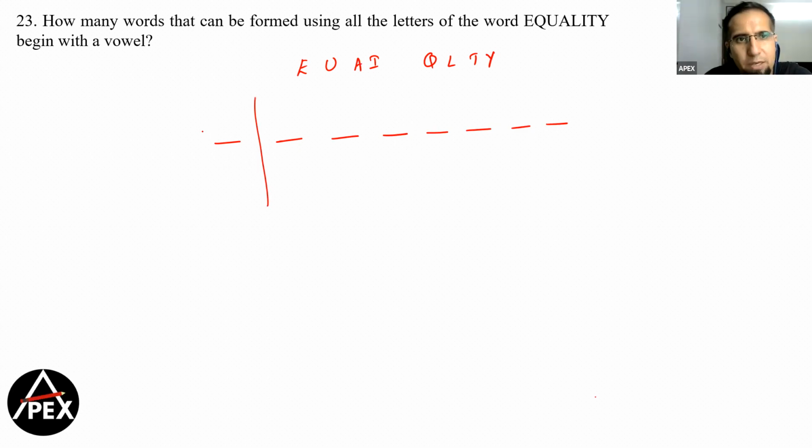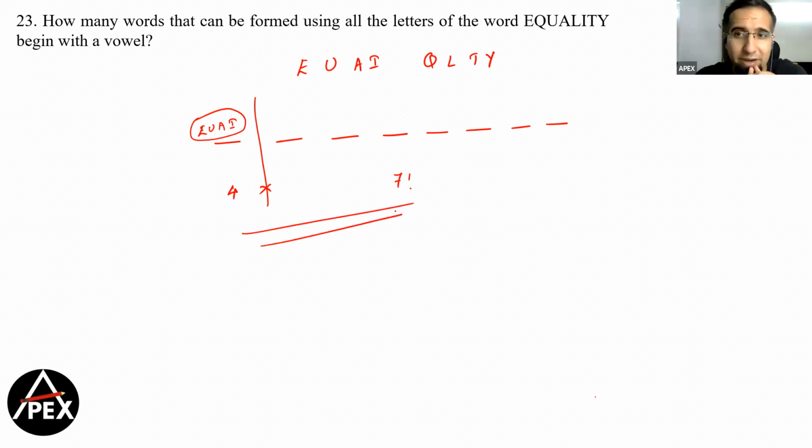So the first place can be filled by any of the four vowels E, U, A, I. Any one of these. So four ways, and the remaining seven things in seven places will be 7 factorial. So therefore, your answer becomes 4 into 7 factorial. At this point, clear, guys?